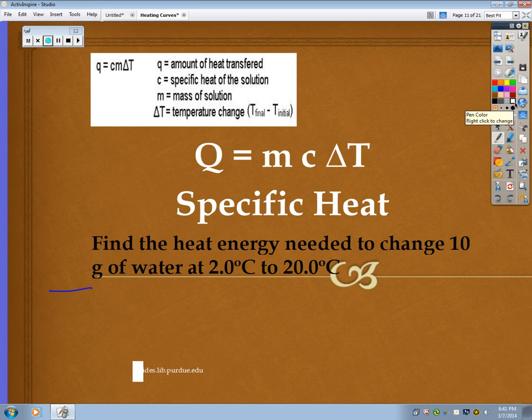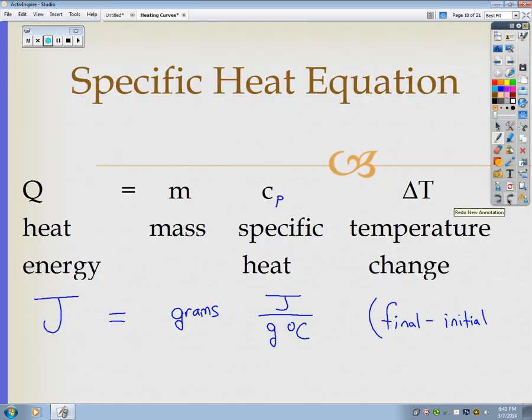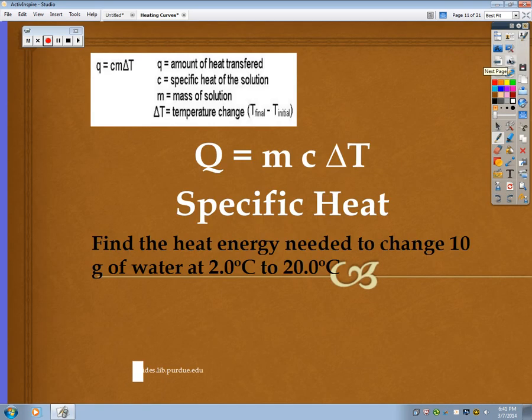Let's use white. Nope. Sorry. So we'll use white.